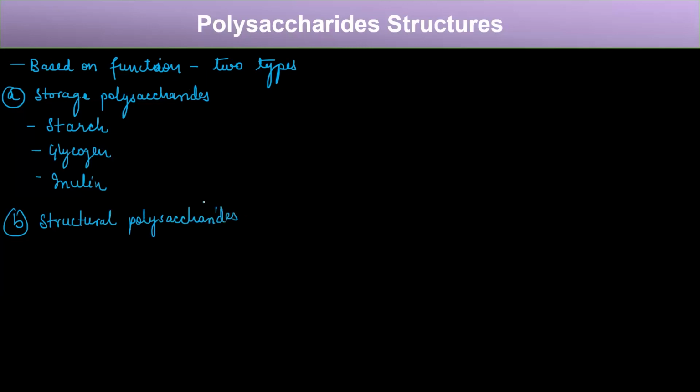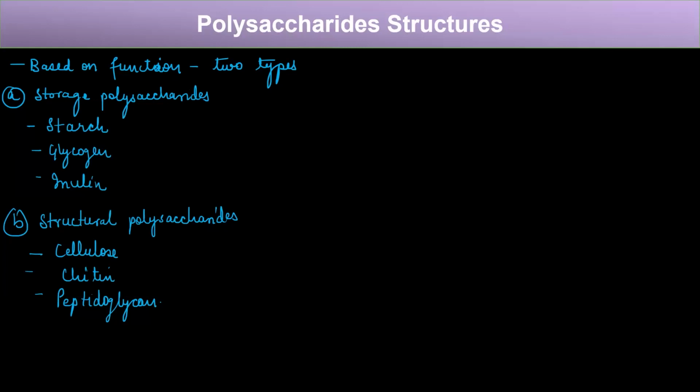Okay. And what are the examples of structural polysaccharides? There are multiple, but major are cellulose, chitin, and peptidoglycans. Okay. Now we will see the structure and study about these polysaccharides one by one.